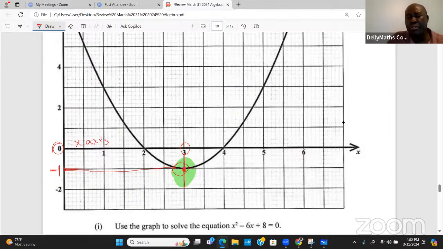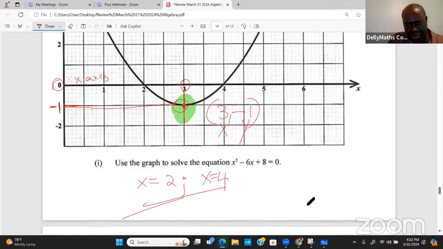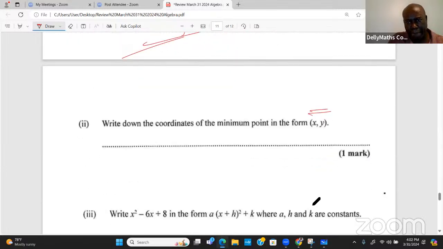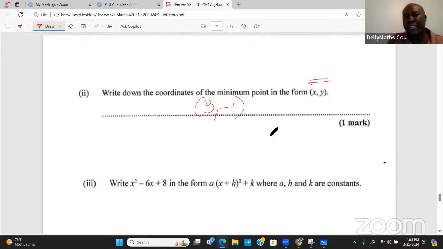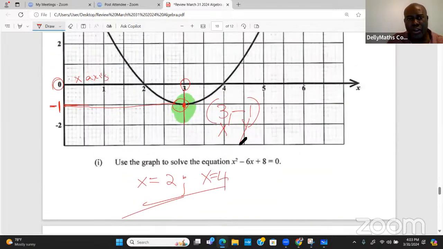So that means in terms of a coordinate, we have to name the x value first. So this is going to be 3, -1. So remember that you have to name your x value followed by the y value. So let me write it at the right place. Solution, 3, -1. So that is the minimum point of that function in green. All right, let's keep going.